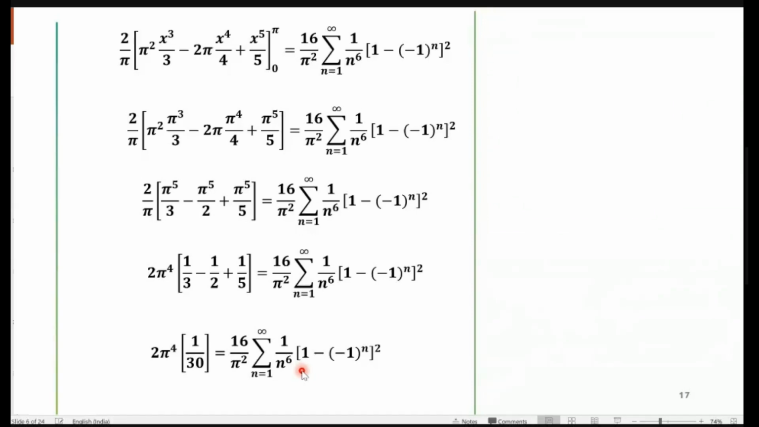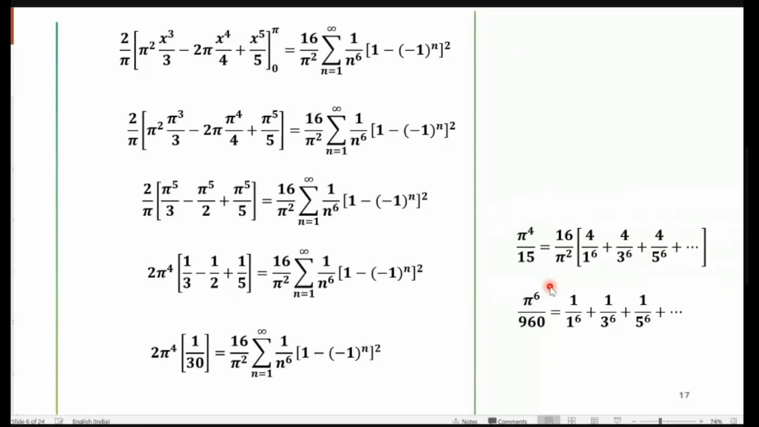When n is equal to 1, this becomes 1 minus minus 1 raised to 1, so this becomes 1 plus 1, that is 2, again square. When n is equal to 2, minus 1 the whole square will become 1, 1 minus 1 will become 0. So again only the odd terms will remain. 4 upon 2 squared, so 4 upon 1 raised to 6 plus 4 upon 3 raised to 6 plus 4 upon 5 raised to 6. Take 4 common and simplify.